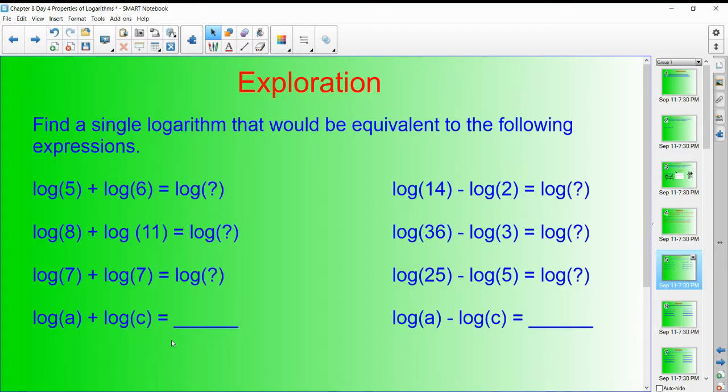So we're going to do some exploring here. You need your calculator for this. I want you to find a single logarithm that's equivalent to each of the following statements. So I want you to put log of 5 plus log of 6 in your calculator and get me a decimal. And then I want you to figure out what goes in the question mark. Is it log 7? Maybe log 5 plus log 6 equals log 7. Maybe it's something else. Try to see what the pattern is and see if you can extend the pattern. And then what if it was log of A plus log of C? Then do the same thing for subtraction. Pause the video, take your time, figure out what would go in each question mark.